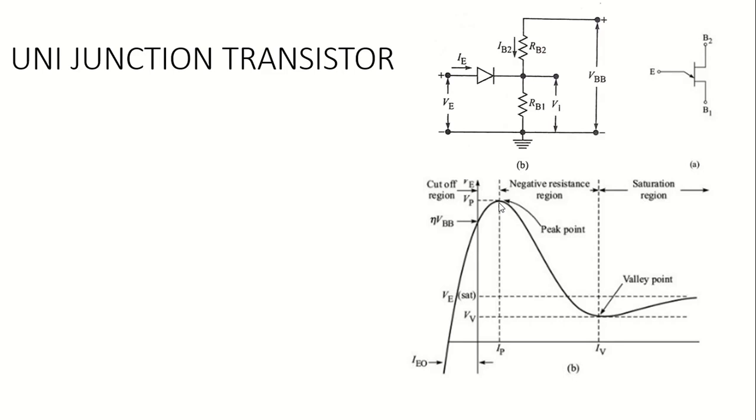So when the current goes on increasing, here the resistance gets reduced and the voltage also gets reduced. After this valley point, if the current still goes on increasing, the diode will heavily conduct and the transistor enters into a saturation region.